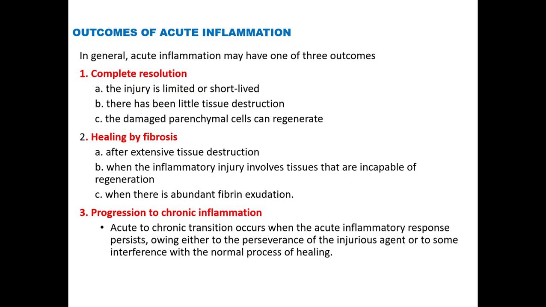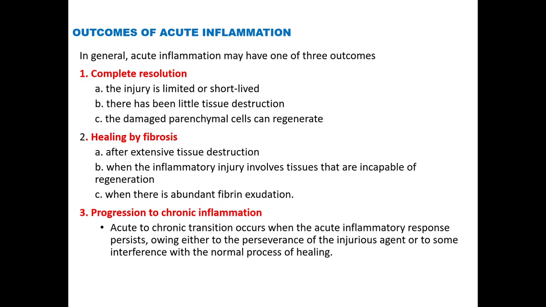What is the outcome of acute inflammation? In general, acute inflammation may have one of three outcomes. Either we have complete resolution, if the injury is limited or short-lived, or there has been little tissue destruction, or the damaged parenchymal cells can regenerate. Meaning, a type of cell that is capable of regenerating and dividing. Or healing by fibrosis after extensive tissue destruction, where fibrosis may occur, or when the inflammatory injury involves tissue that is incapable of regeneration, or when there is abundant fibrin exudation.